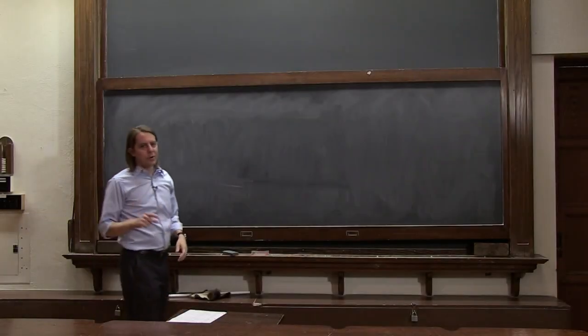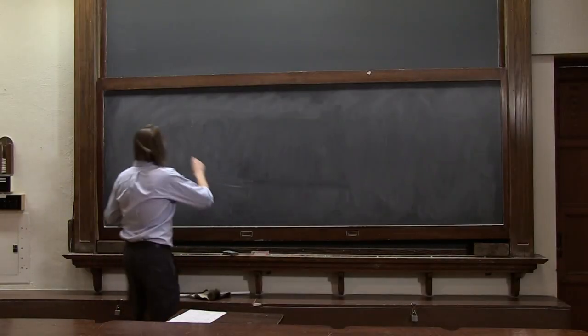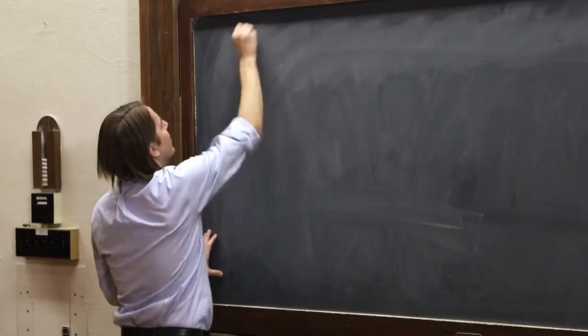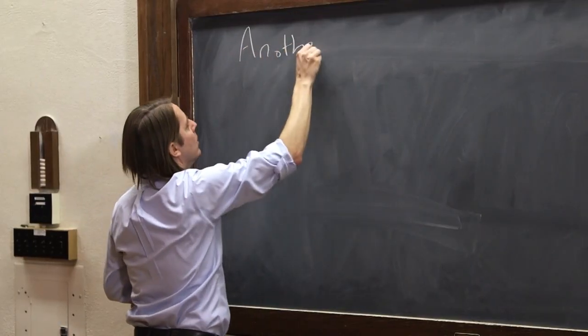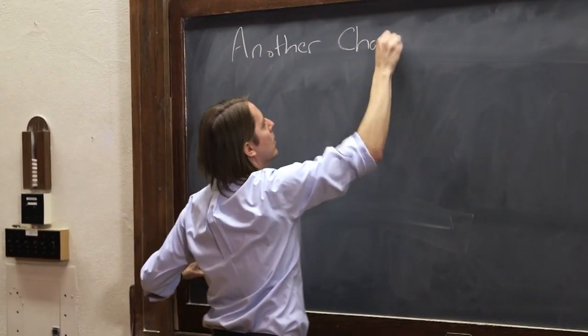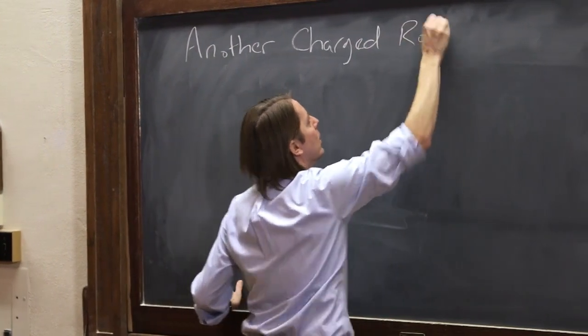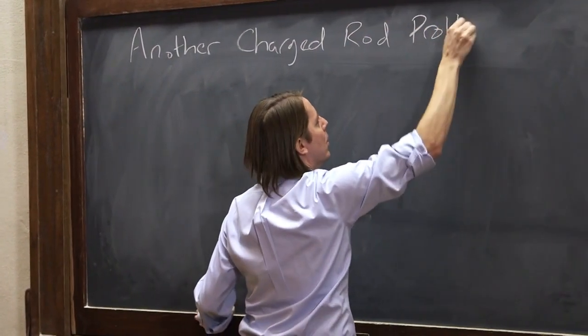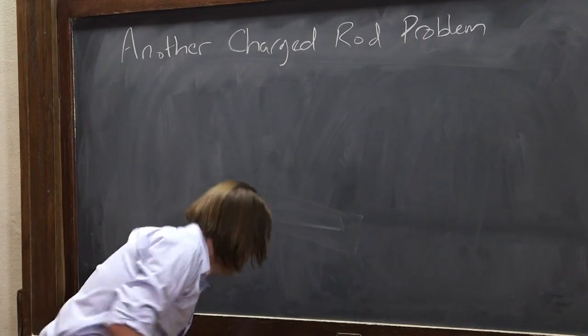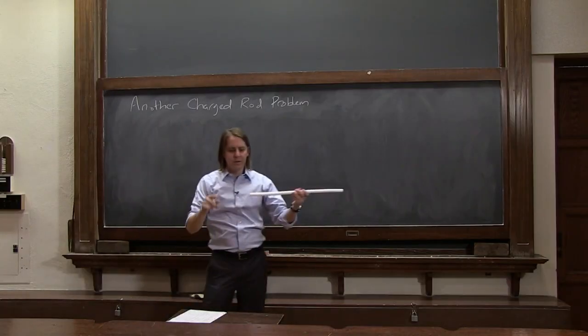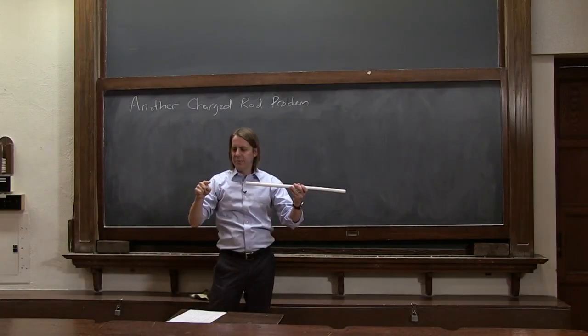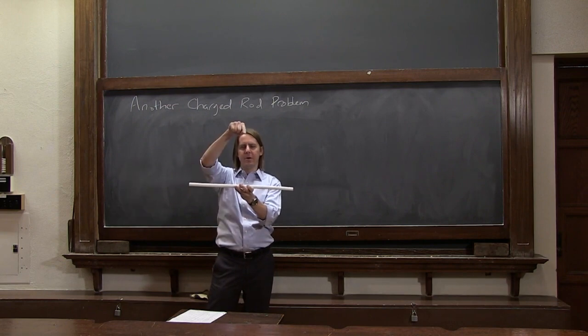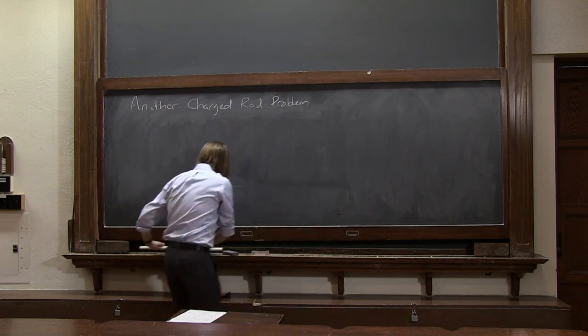Let's do another charged rod problem. We're going to make this one a little harder. So instead of thinking about the electric field here along the axis, we're going to think about the electric field here, sort of perpendicular to the rod and centered on the rod.